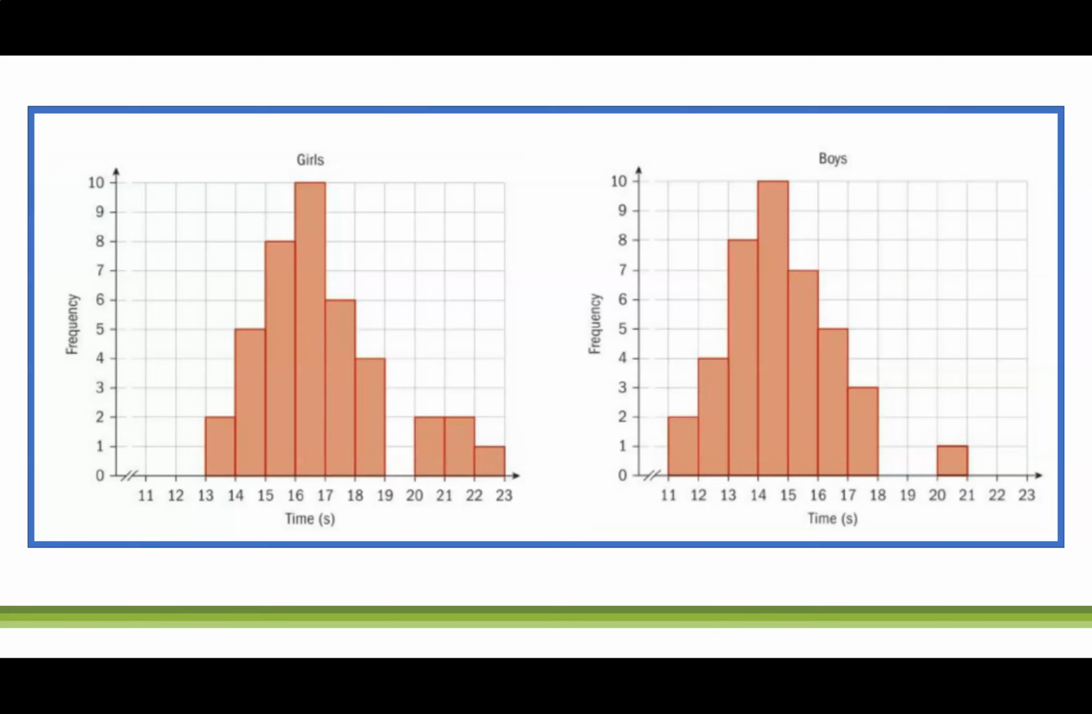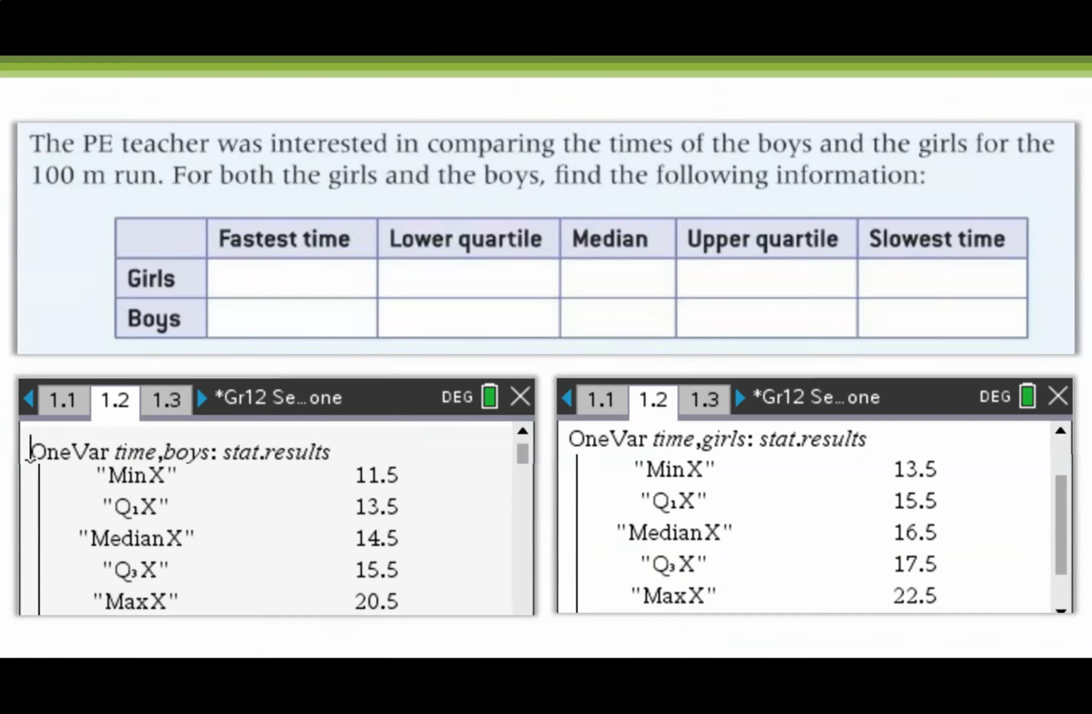All of the different times from that frequency table are shown. The frequencies are shown by the height of the bar, and what we're actually measuring, the times for the boys and girls to run this race, are presented on the horizontal axis.